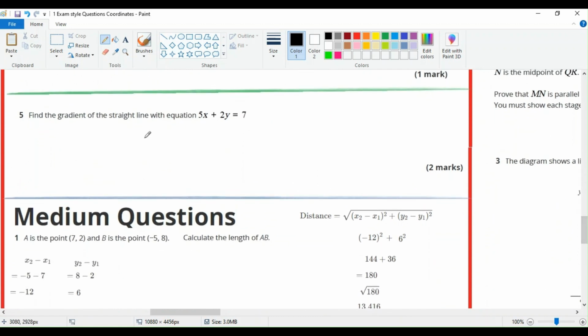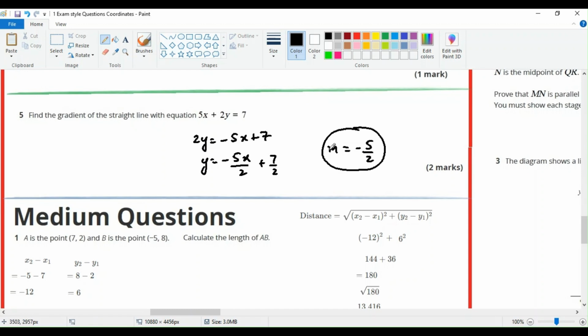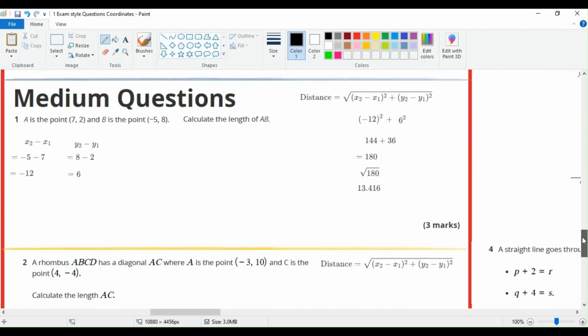Find the gradient of a straight line with the equation this. So this means that 2y equals negative 5x plus 7, and y equals negative 5x over 2 plus 7 over 2. Now we need to find out the gradient, so gradient m is equal to negative 5 over 2. This is the gradient.